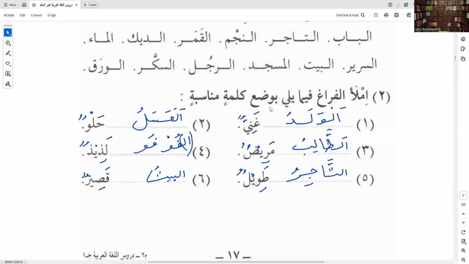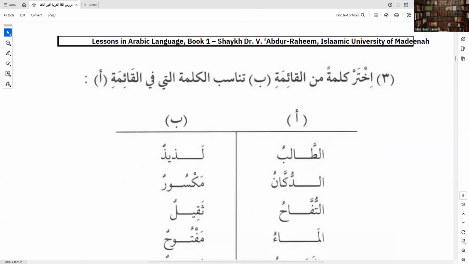So let's move on to the other part. So now we have another tamarind here, two columns. We are doing what we call matching. Ikhtar means choose, right? Al-qa'ima can be a list or column or a table that shows something. So in this qa'ima, column ba and then column a, right? They're asking you to choose or match. You match them appropriately, right?